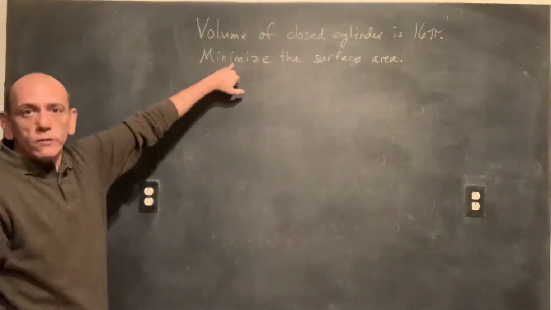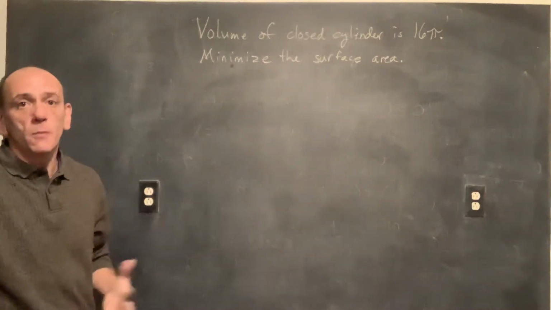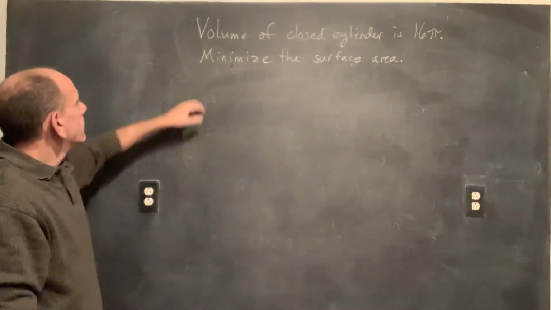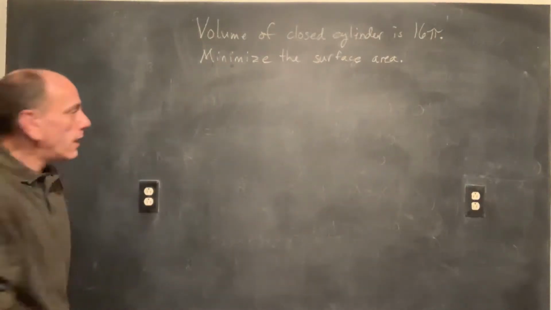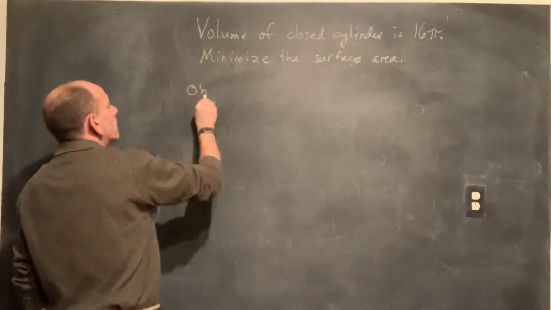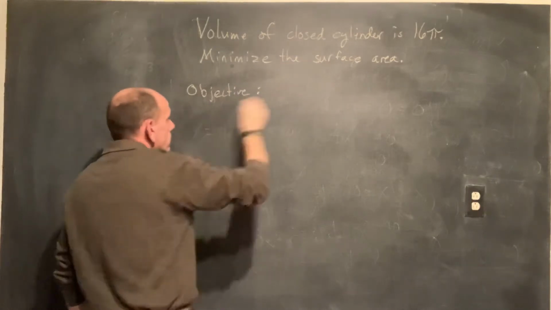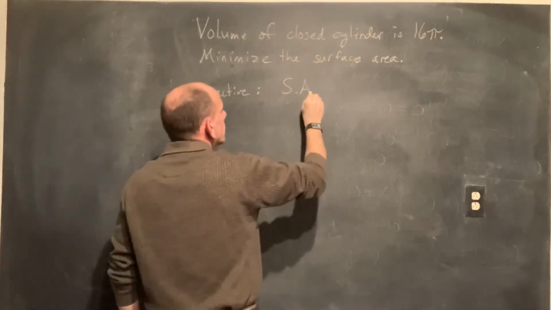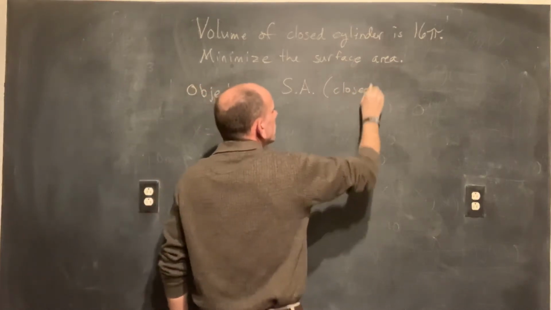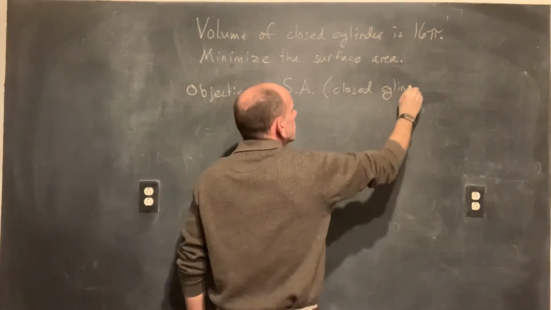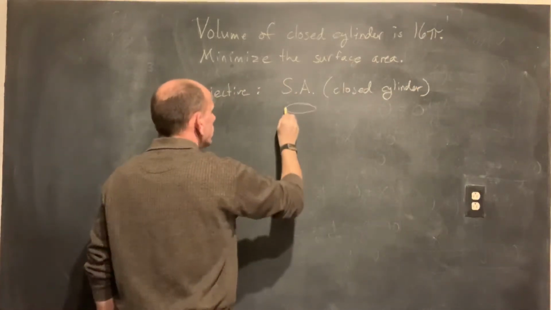So we usually get a giveaway, right, of what the objective function is, the maximize or minimize keywords. So we look at minimize the surface area. Okay, so our objective function, the objective is the surface area of a closed cylinder. Okay, so we have this cylinder.